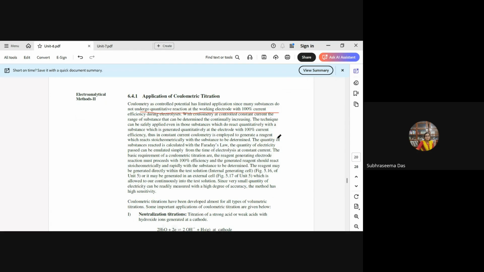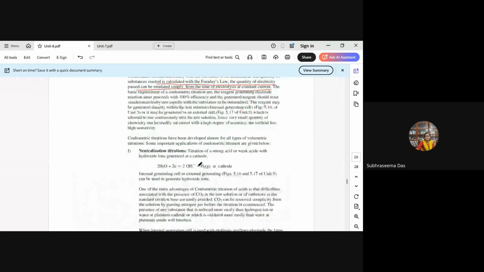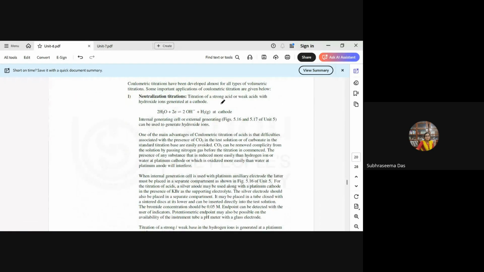This technique can be safely applied even to those substances which do not react quantitatively with a substance which is generated quantitatively at the electrode with 100% current efficiency. The quantity of substance reacted is given by Faraday's law. The quantity of electricity passed can be calculated simply from the time of electrolysis. Coulometric titrations have been developed for almost all types of volumetric titration.